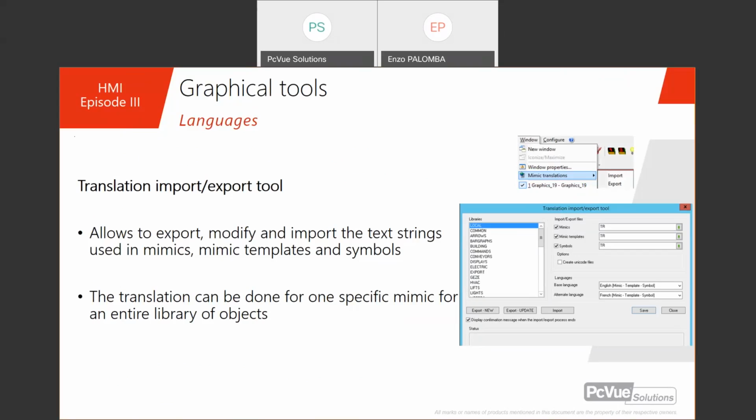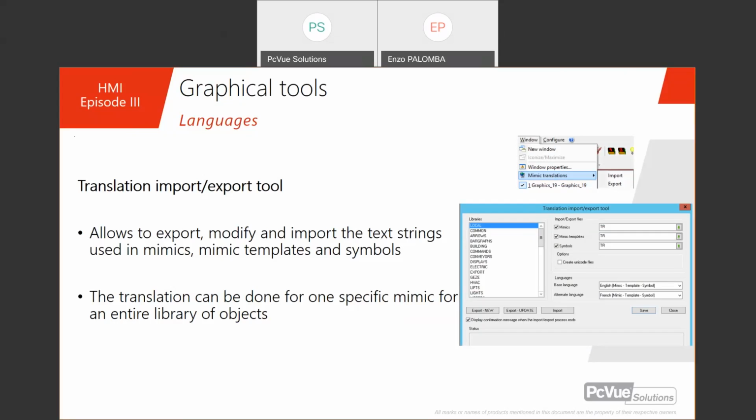To help translate and handle the languages in PcVue, there is a translation import export tool, which basically allows you to export the text you have in your project into a file, then work on the file, for example, to translate all the text strings into another language for mimics, templates or symbols. And then the tool allows you to import the translation file back into the project.